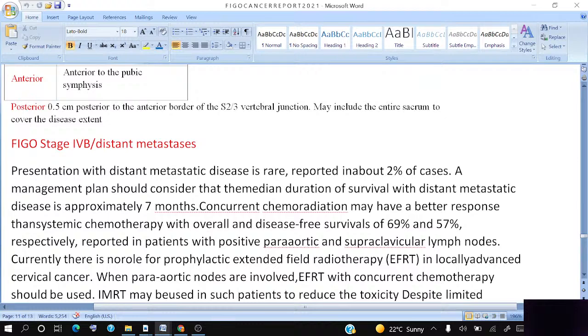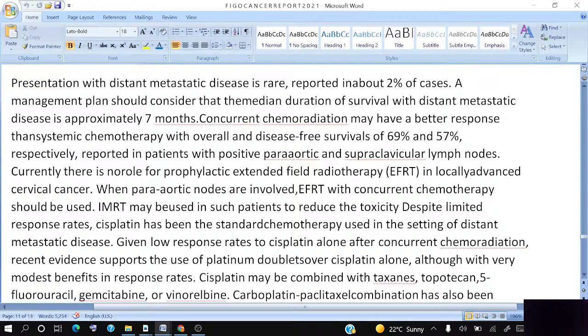If the stage is 4B with distant metastasis, the disease is metastatic, with survival of approximately 7 months. There is a better response to systemic chemotherapy, with overall disease-free rates of 69 to 57% respectively. Here, especially in patients with positive para-aortic or supraclavicular lymph nodes, they said there is no role for prophylactic field radiotherapy in locally advanced cancer.